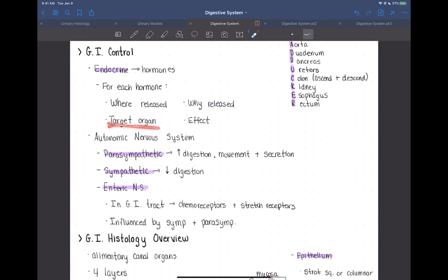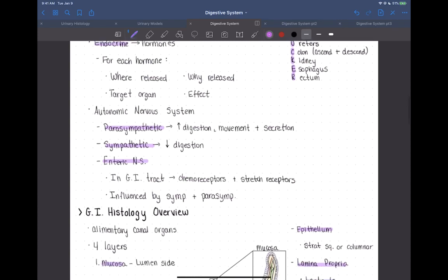What organ is it targeting, and what effect does it have on that target organ? Okay, so as we go, we'll point out those for each of the hormones we talked about. That's what you need to know for those hormones. Even if you make a digestive hormone list or something like that, a lot of these hormones you'll have heard of because we talked about them in that first chapter. Okay, so that's the endocrine part.